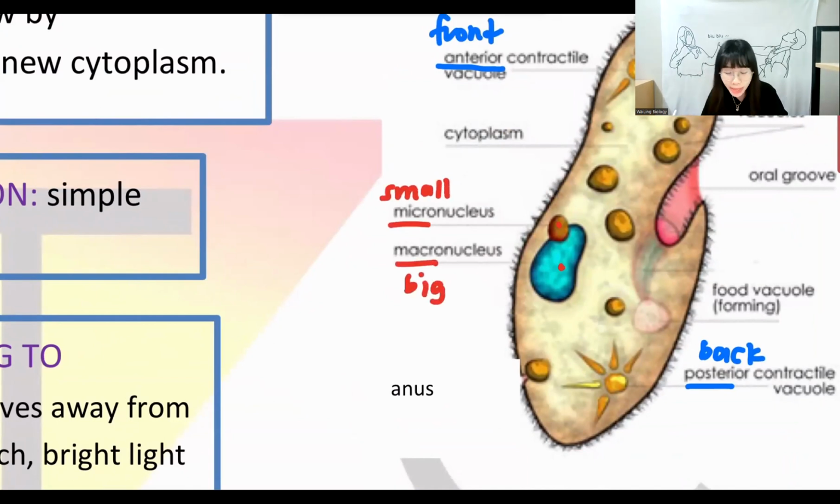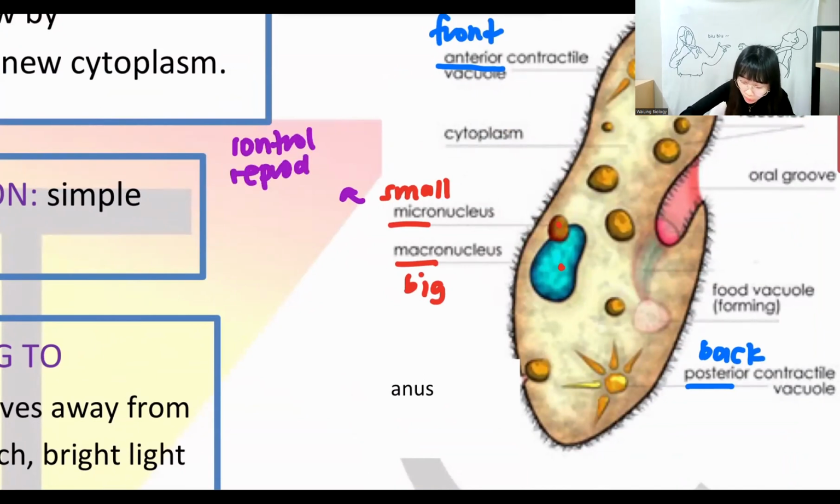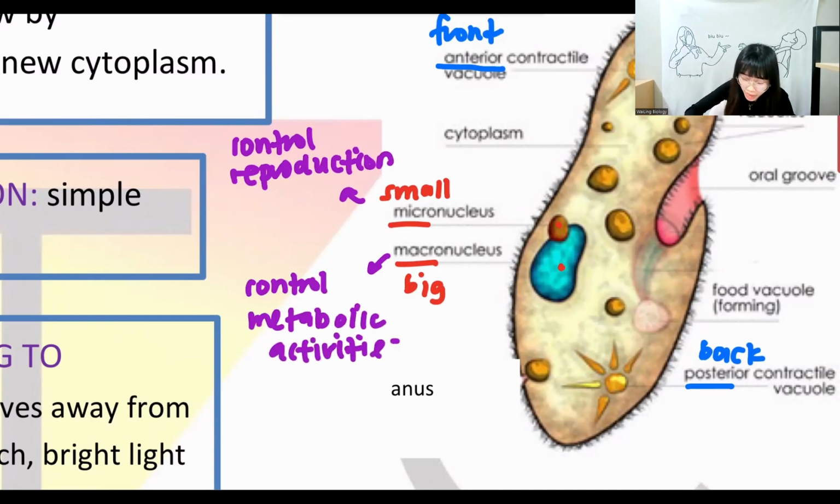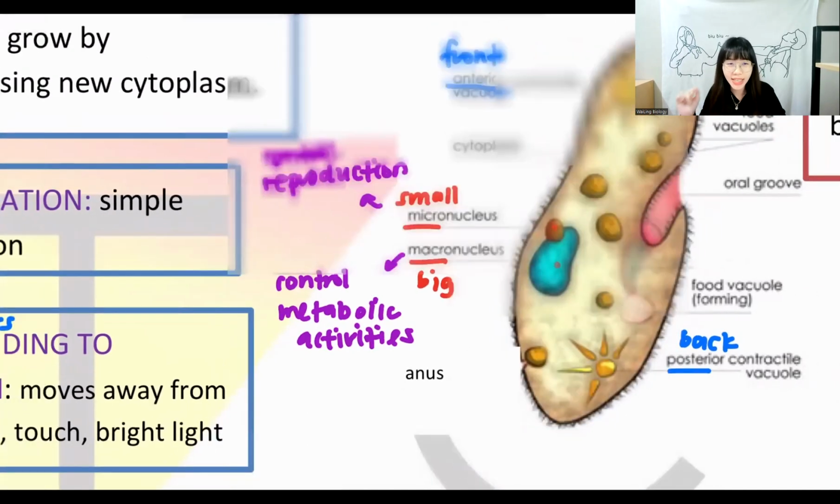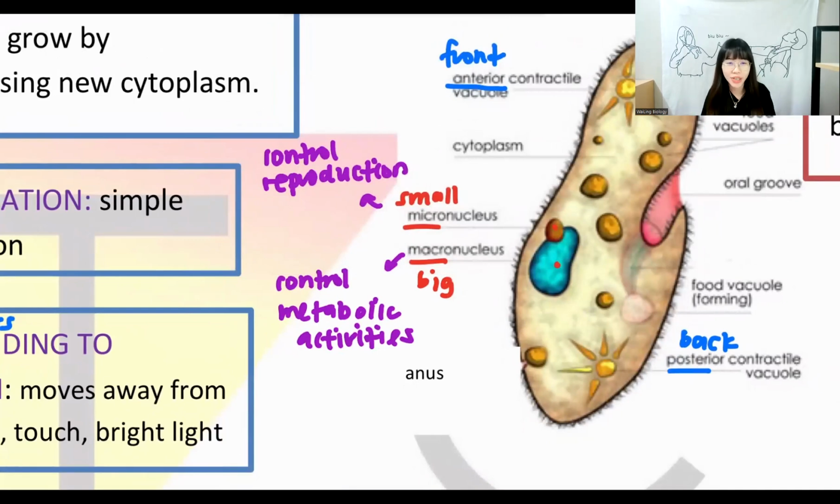The bigger nucleus and the smaller nucleus have different functions. The small nucleus controls reproduction. Later, you will know what reproduction is carried out by paramecium species. The macronucleus, the bigger one, controls metabolic activities. What are metabolic activities? It means cell activities. So we have the micronucleus and the macronucleus.